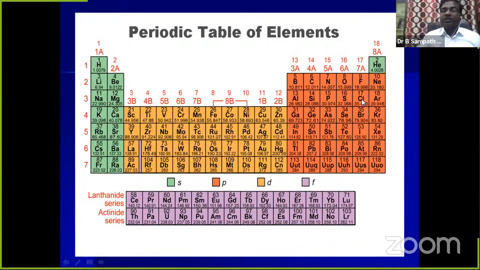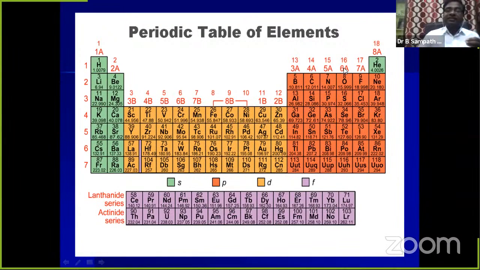And the 7th A group or 17th group elements are called halogens. Halo means salts. Salt generating compounds are called halogens. When the 7th A group elements react with metals, they form salts. So that's why these are called halogens.